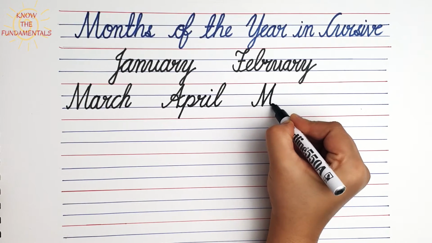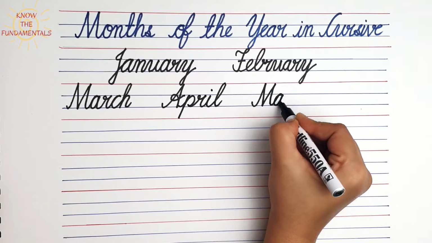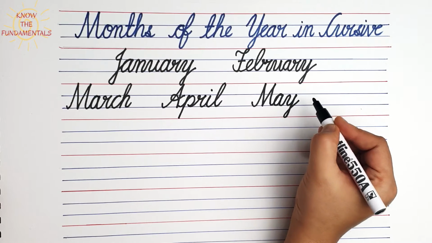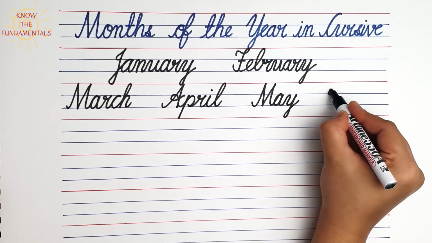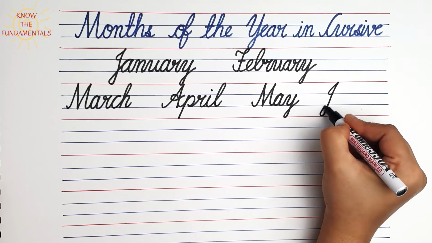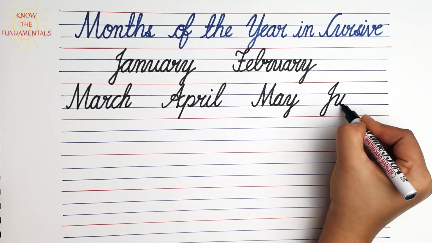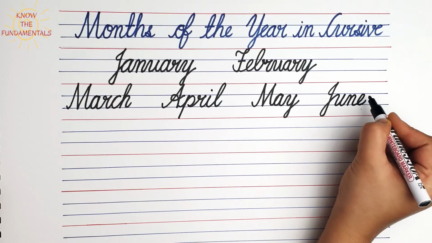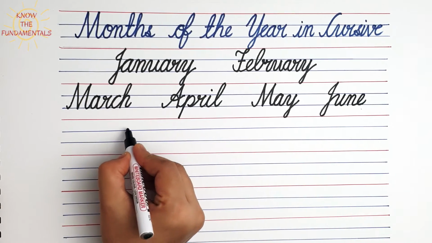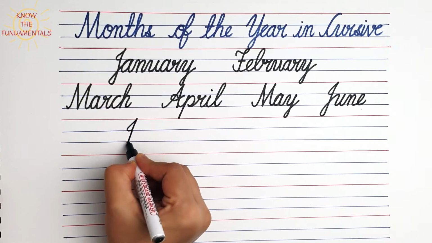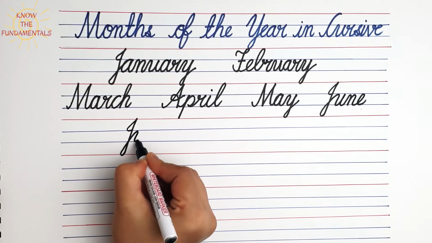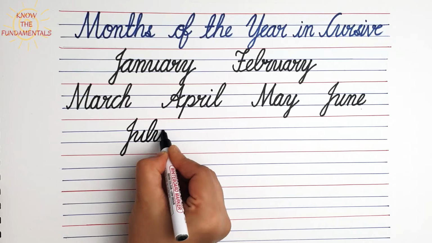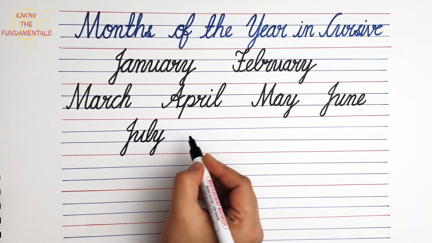M A Y. May. The sixth month of the year is June. J U N E. June. The seventh month of the year is July. J U L Y. July.